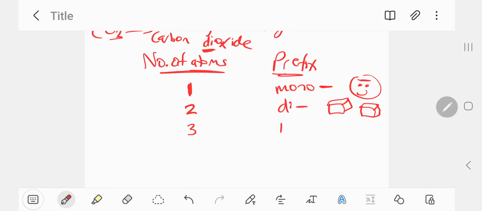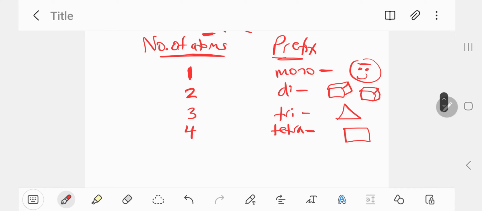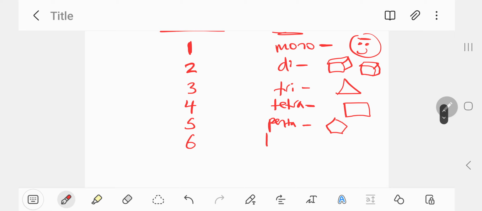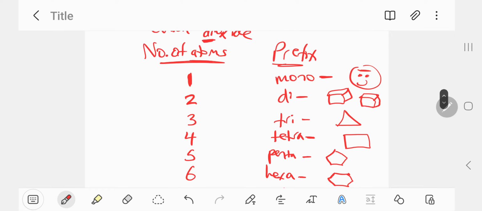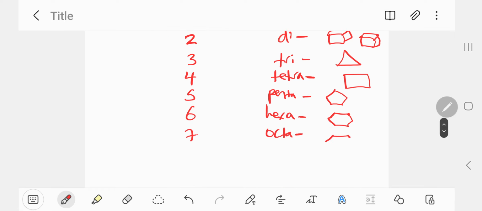3 atoms, tri. Think of a triangle, there's 3 sides to a triangle. 4 atoms, tetra. Think of a rectangle, it's got 4 sides. 5 is penta. Think of a pentagon. A pentagon has 5 sides. 6 is hexa. Think of a hexagon, it's got 6 sides. 7, octagon, right, octagon, it's got 8 sides. It's getting more difficult to draw, but I think you probably get the idea.